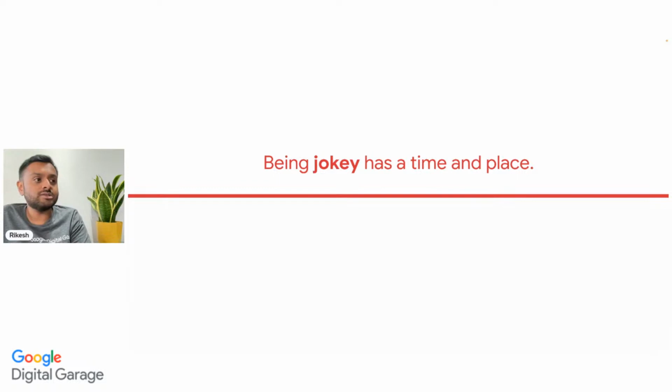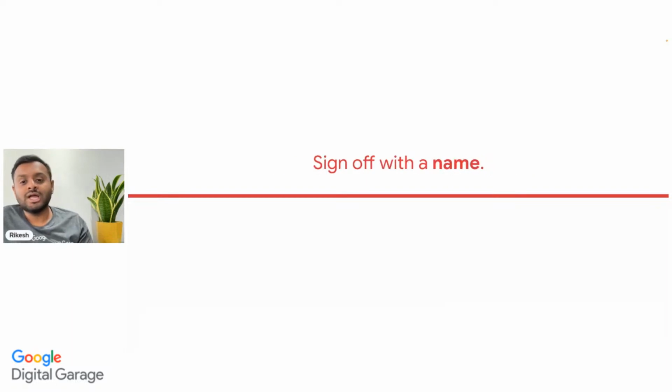Being jokey has a time and place. So my rule, when it comes to responding to complaints or grievances, is if there's money at stake, which there usually is when somebody is complaining to a company or an organization, whether it be a faulty product or a service that they paid for which they hadn't got, then steer on the side of caution. Steer on the side of providing a serious response rather than having any sort of jokey or tongue-in-cheek humor at all. And be sure to sign off with a name. That provides a personal touch. They know who they are speaking to, albeit through digital means.